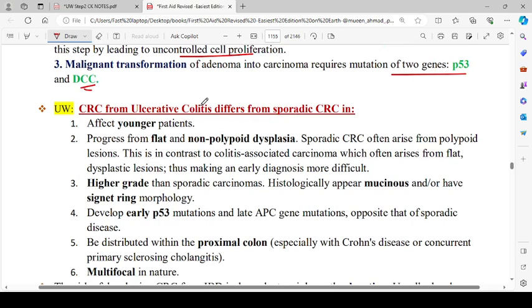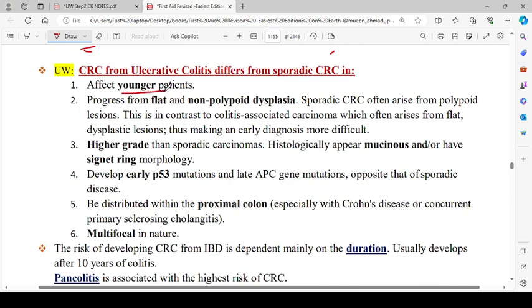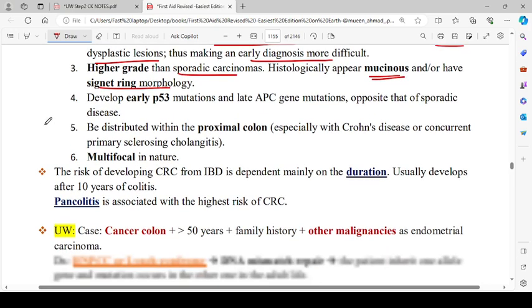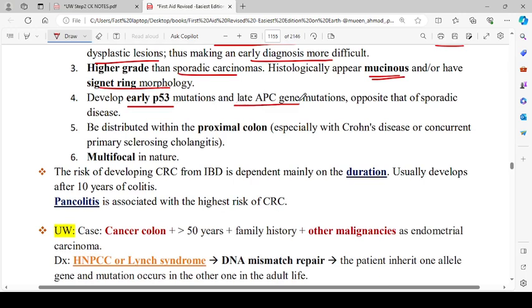Colorectal cancer from ulcerative colitis differs from sporadic colorectal cancer in that it affects younger patients and progresses from flat, non-polypoid dysplasia. Sporadic colorectal cancer often arises from polypoid lesions. This is in contrast to colitis-associated carcinoma, which often arises from flat dysplastic lesions, thus making early diagnosis more difficult. It is higher grade than sporadic carcinoma, and histologically appears mucinous and or has signet ring morphology. They develop early P53 mutations and late APC gene mutation, opposite that of the sporadic disease.